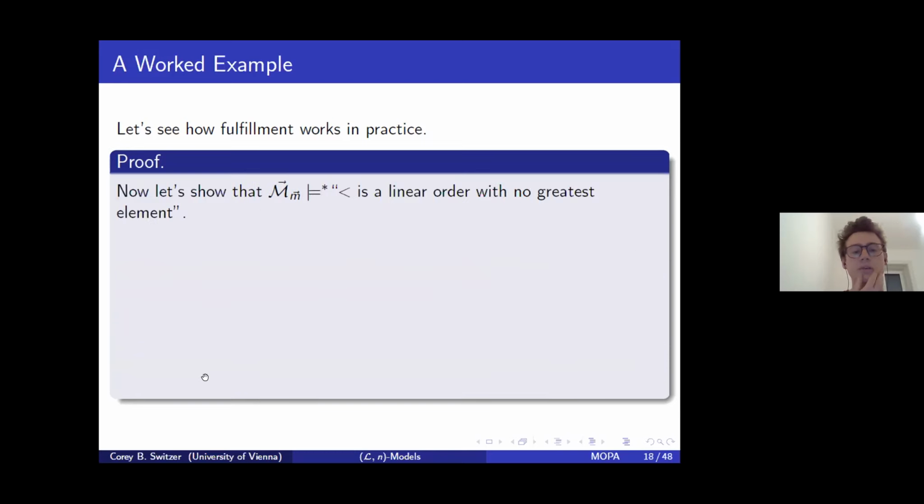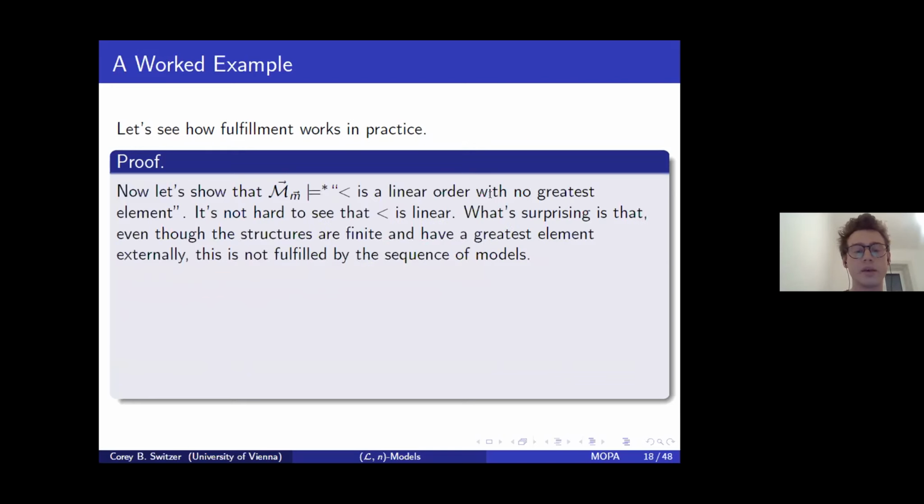And so it's not so hard to see why this sequence fulfills that less than is a linear order. The interesting part is why it has no greatest element. So let's do that one also in a little detail. It's not hard to see that less than is linear. What's surprising is that even though the structures are finite, so they have a greatest element externally, it's not fulfilled by the sequence of models.